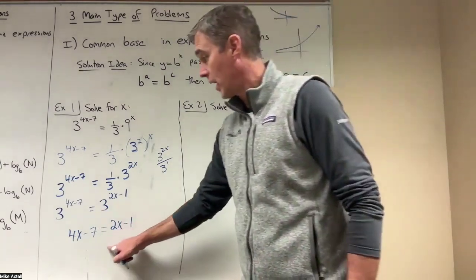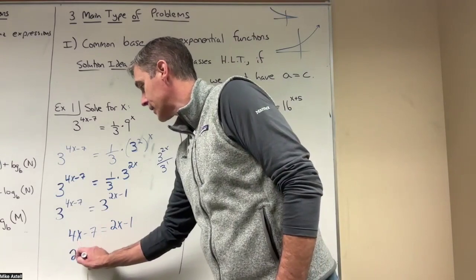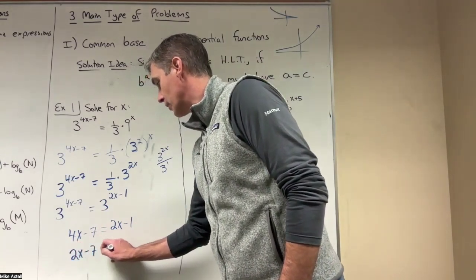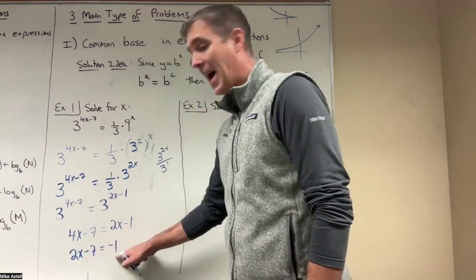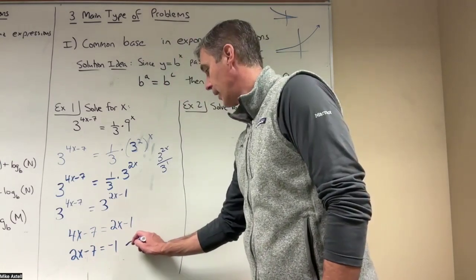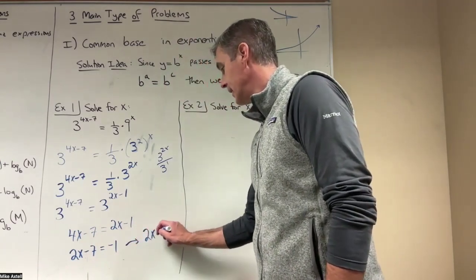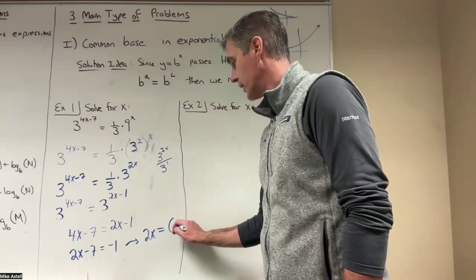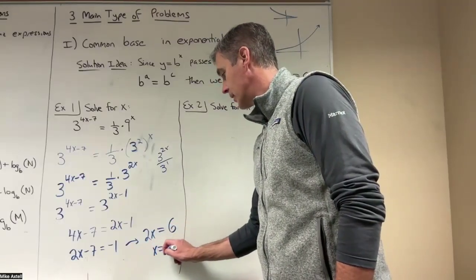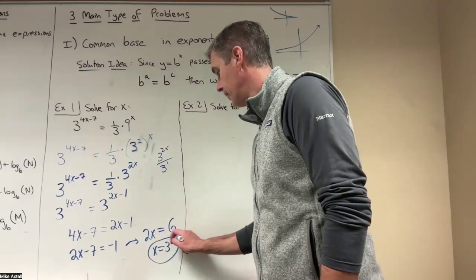So let me subtract the 2x over to there. So 2x minus 7 equals negative 1. I could add the 7 to the other side, so that would give me 2x equals 6. So I'd have x equals 3.